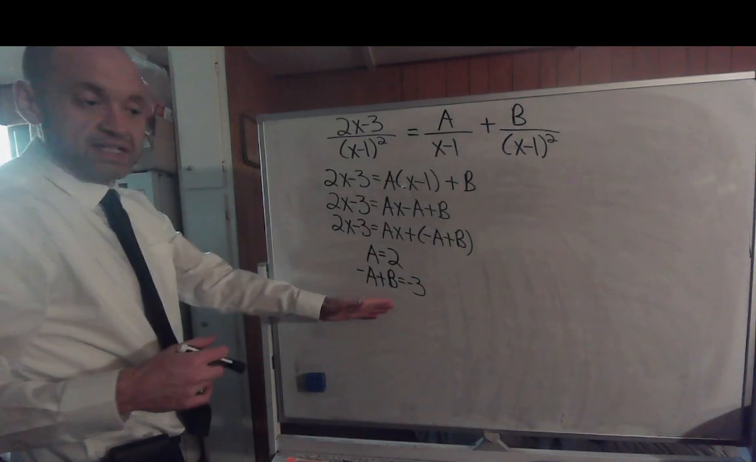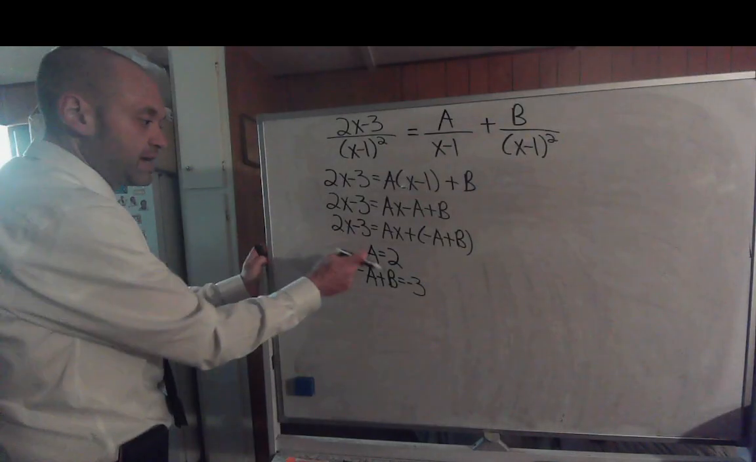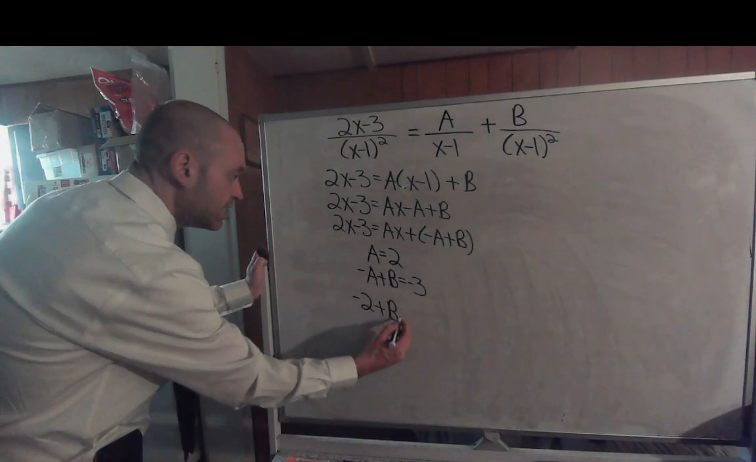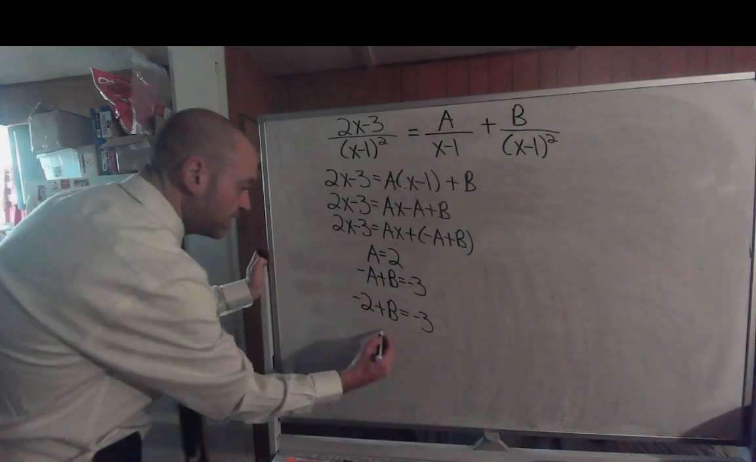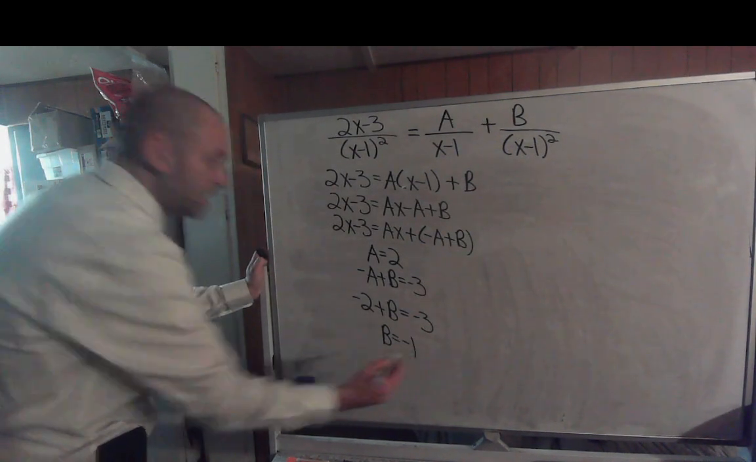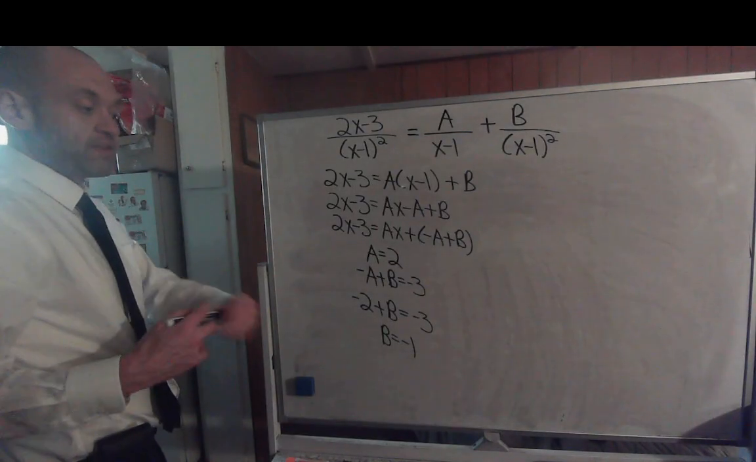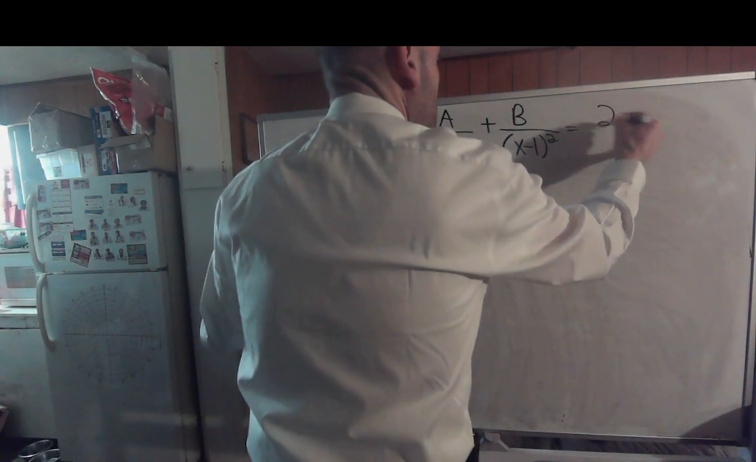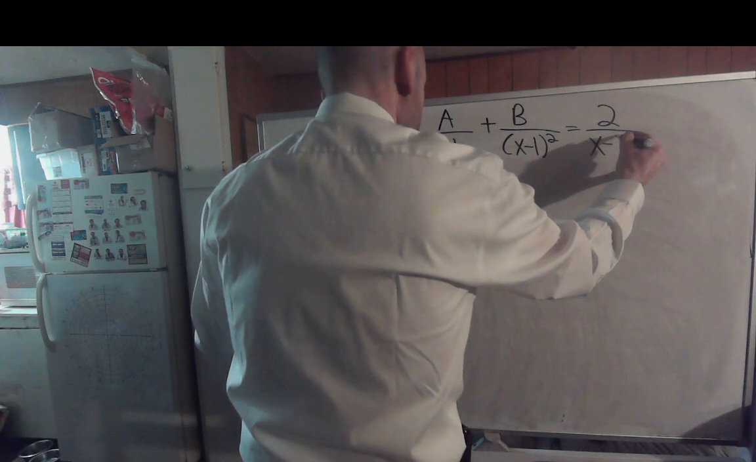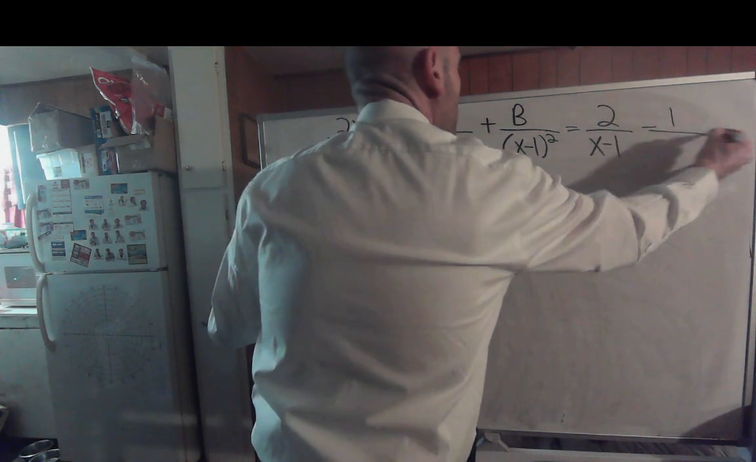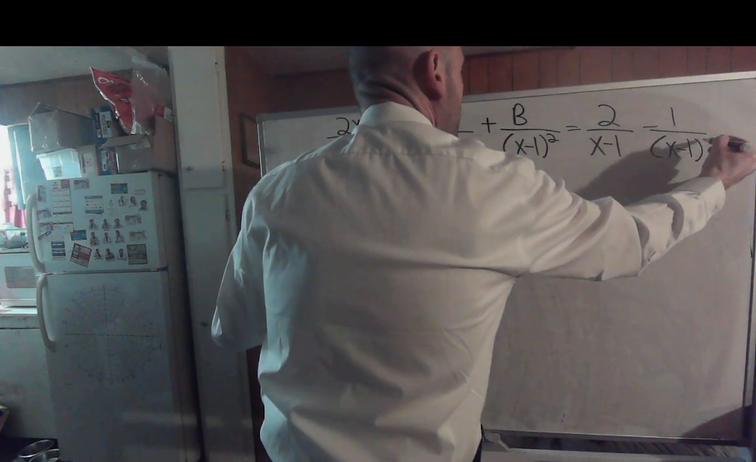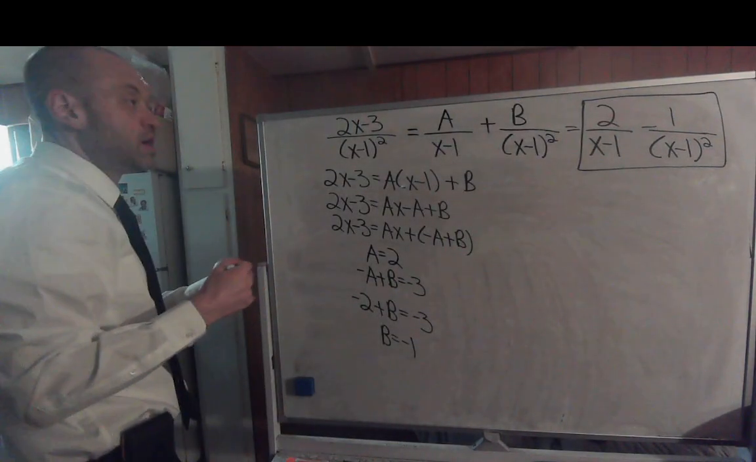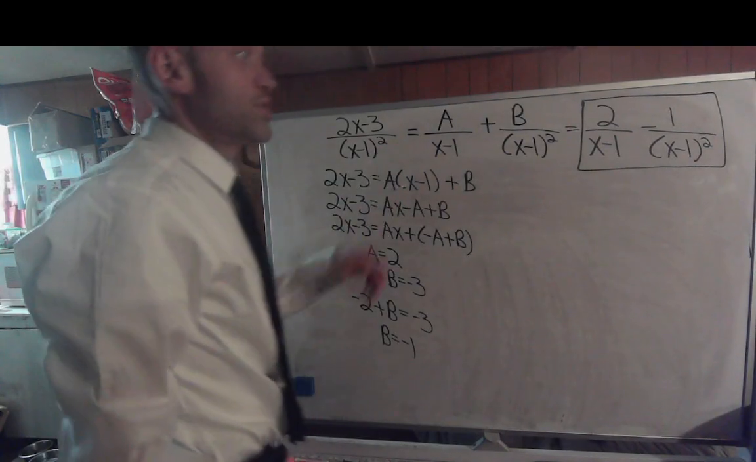Well, I think it's pretty easy to solve for B in this case. We just put that A value into the second equation, so you'll get negative 2 plus B equals negative 3, which would have to mean that B equals negative 1. So we just found our partial fraction decomp. That's going to turn into 2 over x minus 1 minus 1 over x minus 1 squared. And there's your partial fraction decomposition of this original fraction.